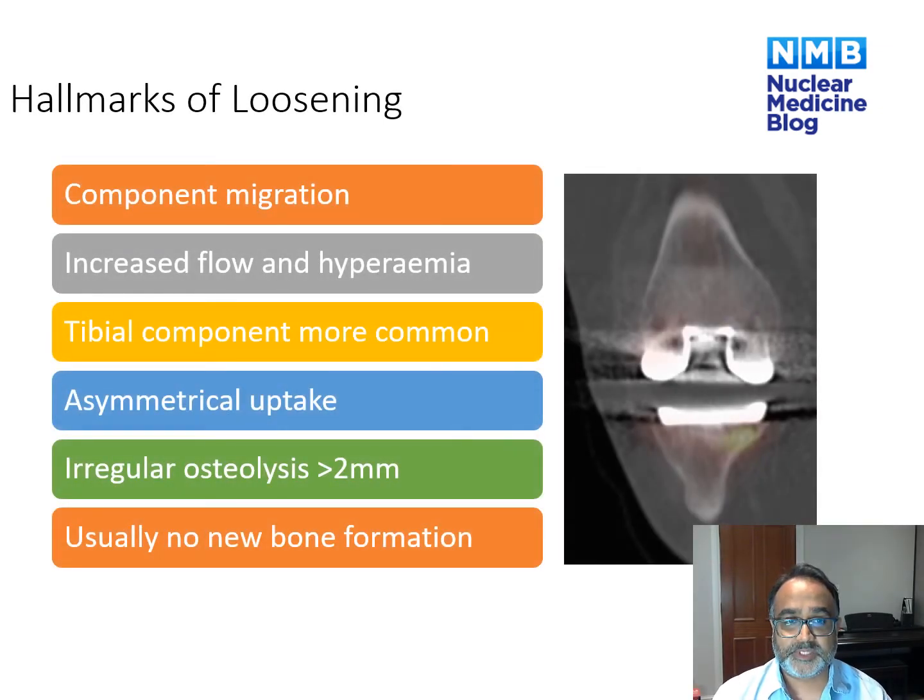So the hallmarks of loosening are component migration. So if you see movement of the prosthesis on serial imaging, you will see increased flow and hyperemia on dynamic and blood pool phase imaging. It's more common within the tibial component, and uptake can be asymmetrical within the tibial component. More commonly, it's around the tibial tray, medial tibial tray. Look for an irregular lucency around the prosthesis, more than 2 millimeters in distance. Usually with loosening, you won't see new bone formation, which is a hallmark feature for infection.